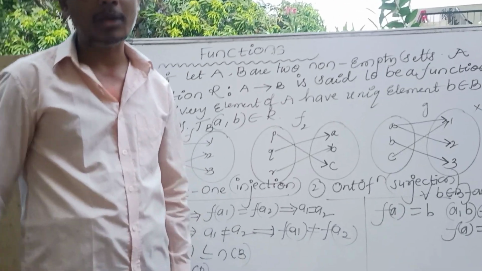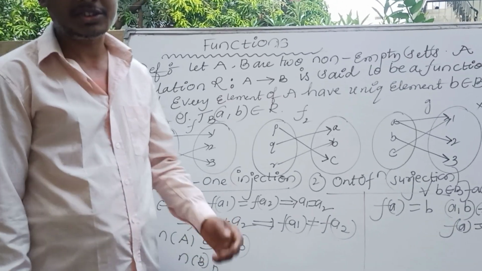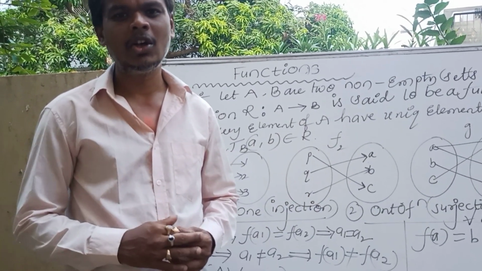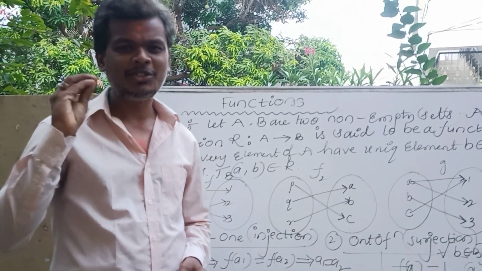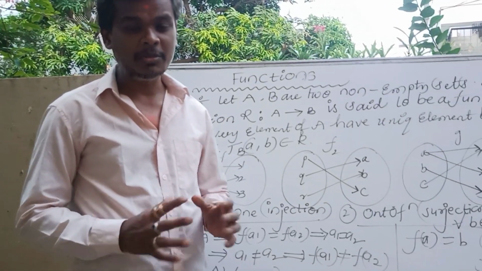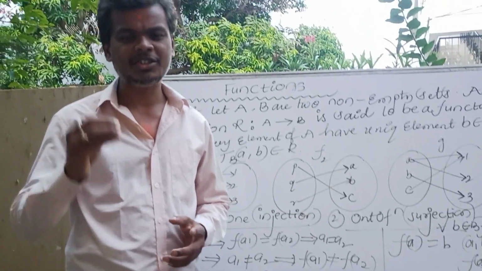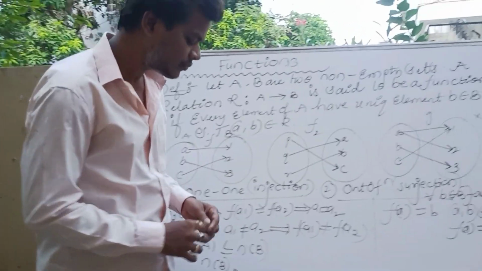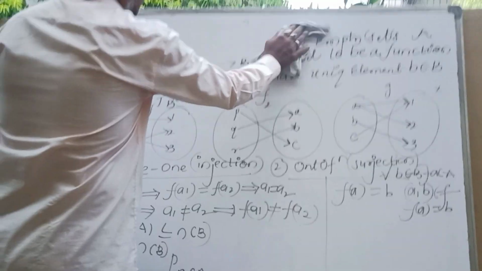Let us come to the types of functions. The first one is the one-to-one function, also called an injection. A function mapping from A to B is said to be a one-to-one function or injection if distinct elements of A have distinct images in B. That means different elements of A have different images in B. Such a function is called a one-to-one function. It is also called an injection. Okay, let us come to the example.